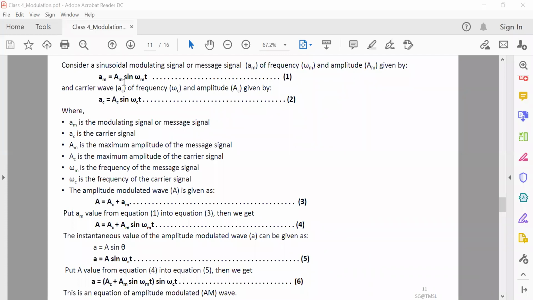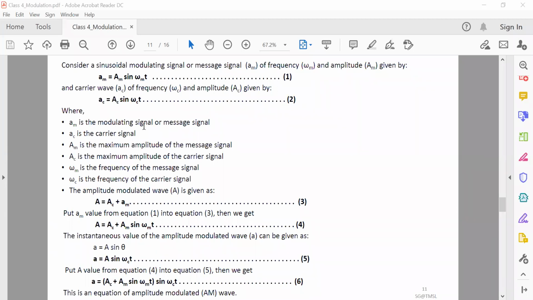Okay, thank you. So a_m equals A_m sine omega_m t, where this is the amplitude of my message modulating signal or the message signal, and this is the frequency. In the same way, the carrier wave has the carrier amplitude A_c and the frequency omega_c. So all the parameters have been represented in this way. You can see it here.